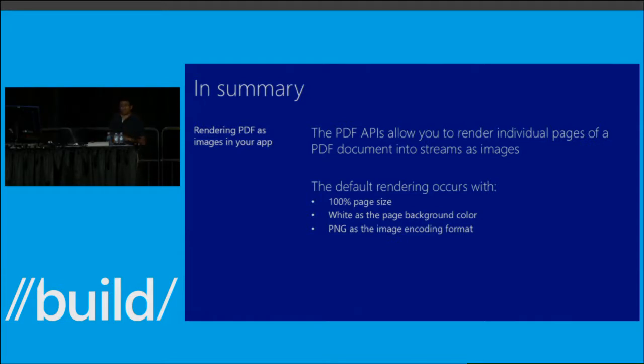As you saw, the PDF APIs allow you to render PDF content page by page as images into streams. The default rendering is at 100% of the authored page size. It uses white as the background, and it uses PNG as the default image encoding format.